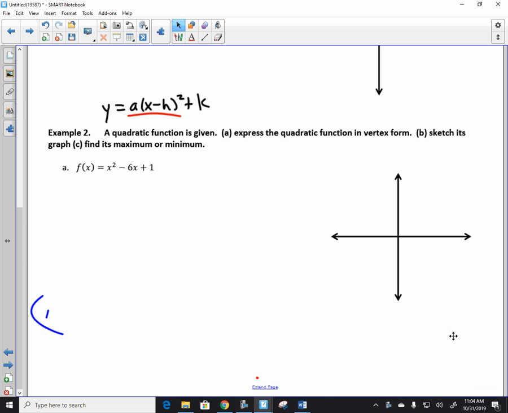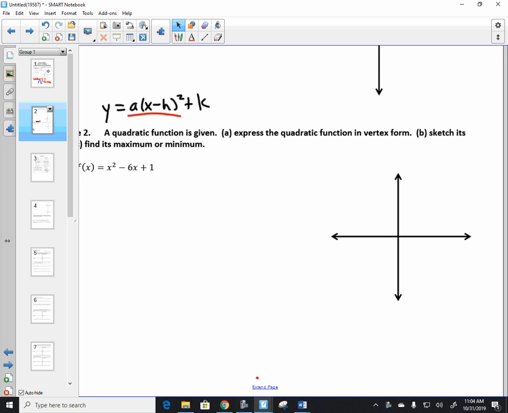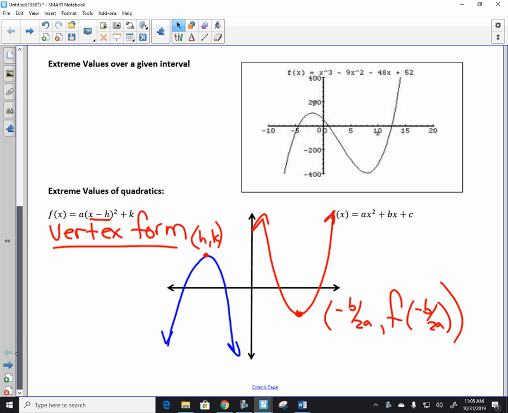So yesterday we looked at parabolas in standard form. I'm going to flip back here so you can remember this slide. We have ax squared plus bx plus c. We found the vertex by taking negative b divided by 2a. We plugged it in to find the y value.